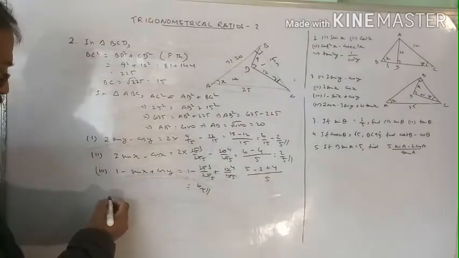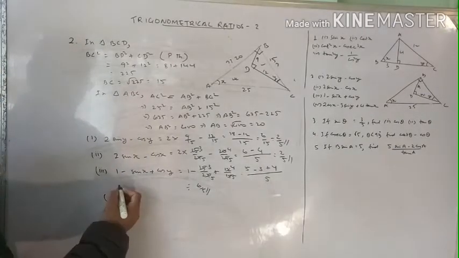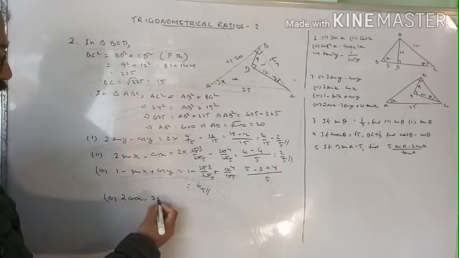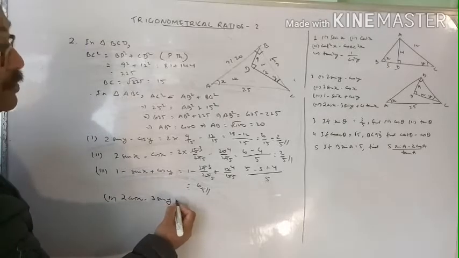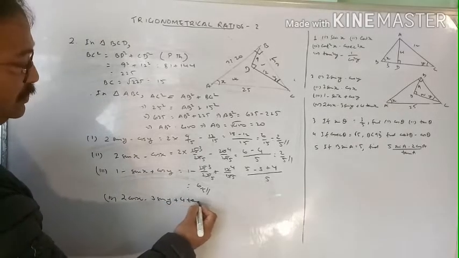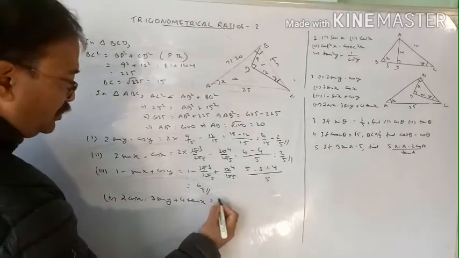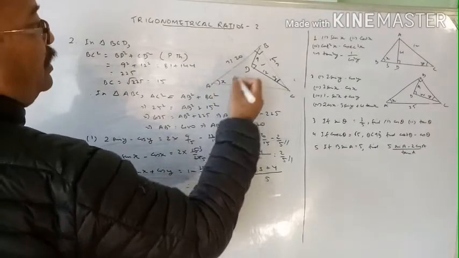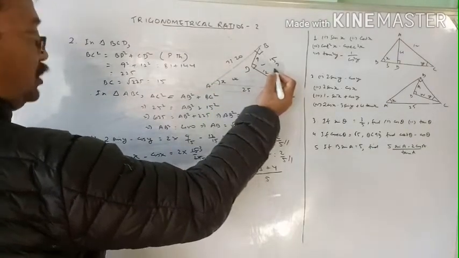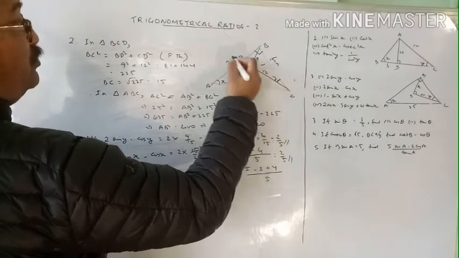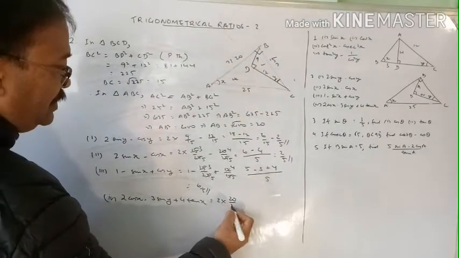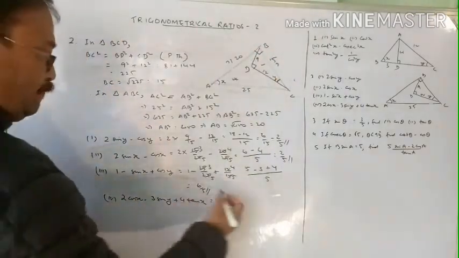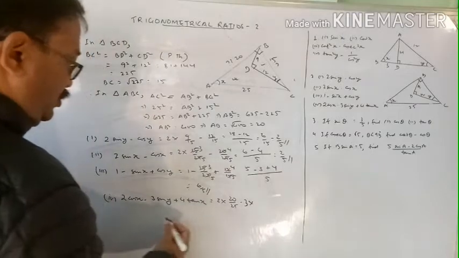Okay, and the last part, part 4. The question is 2 cos x minus 3 sin y plus 4 tan x. We have to find the value of this. So 2 into cos x. X is here. So remember, this x means this perpendicular. So cos is B by H. So B by H will be 20 by 25. This is base, this is hypotenuse. H is always opposite to the right angle.